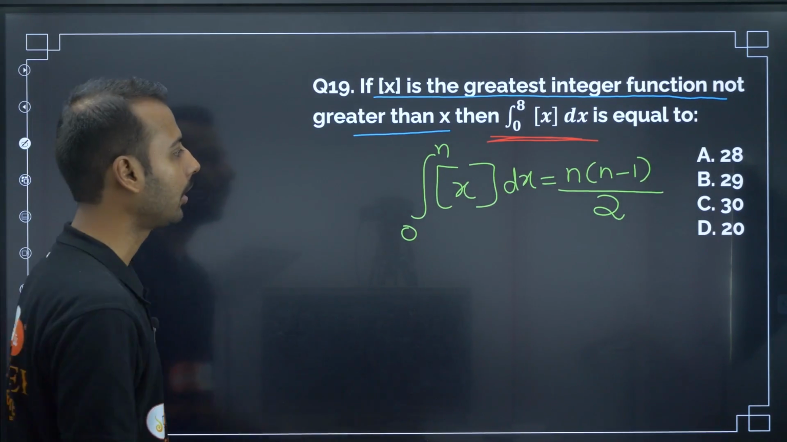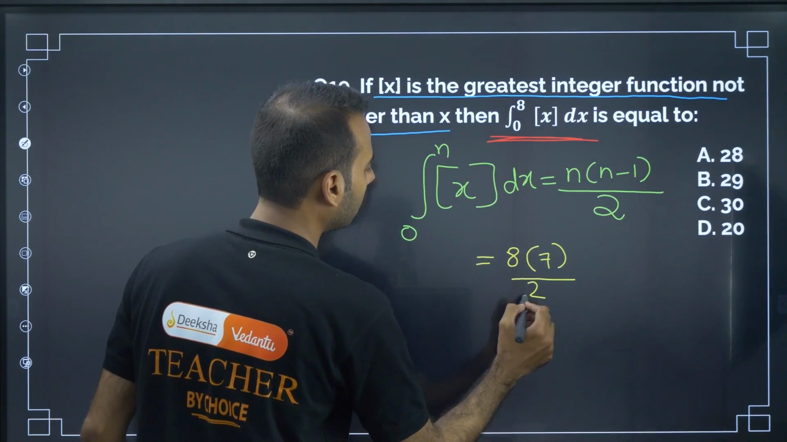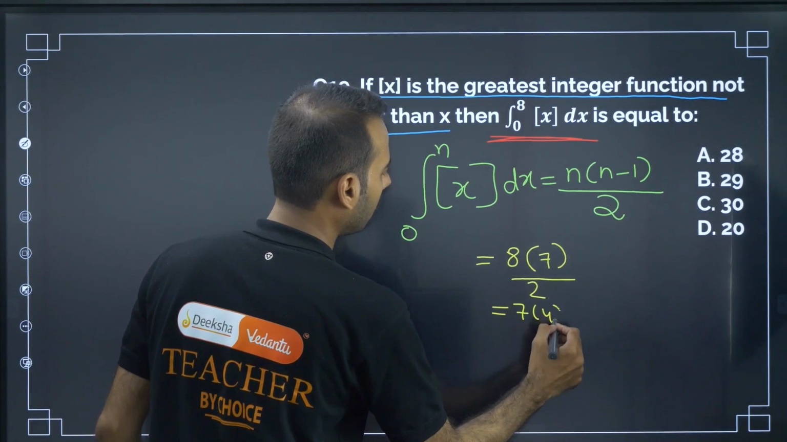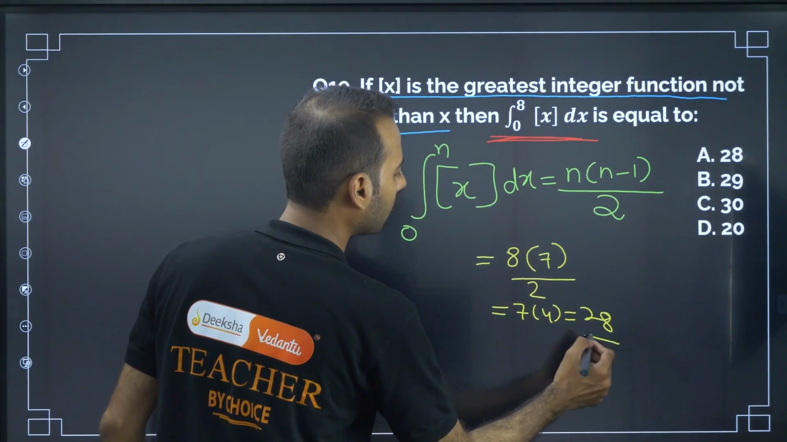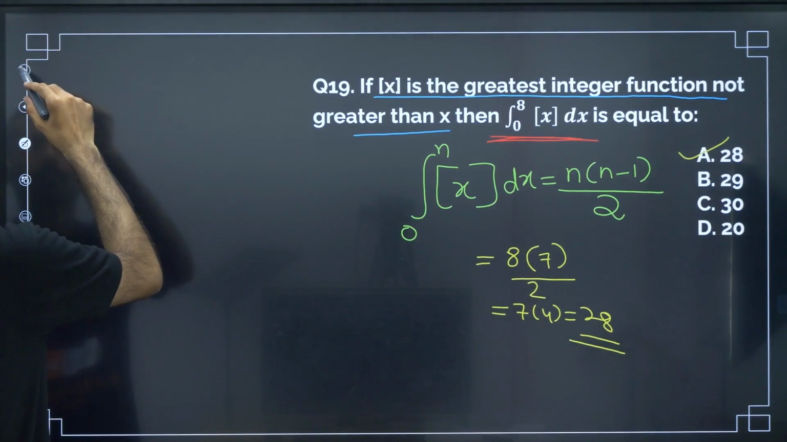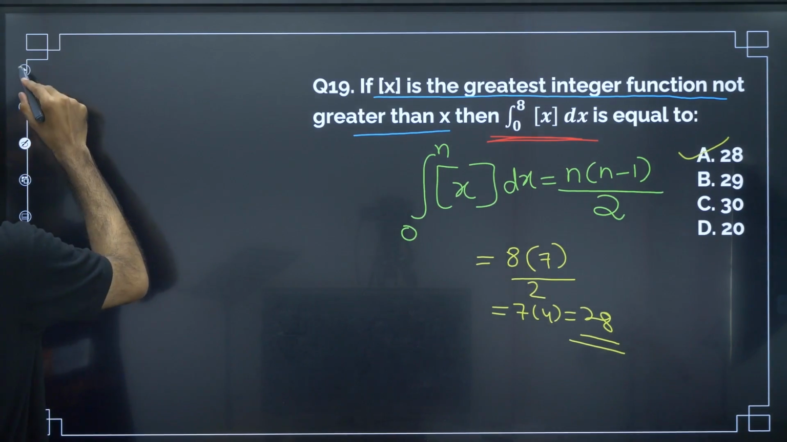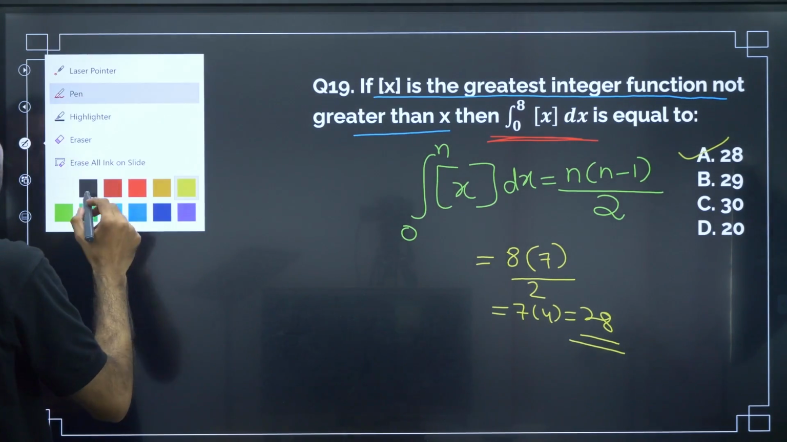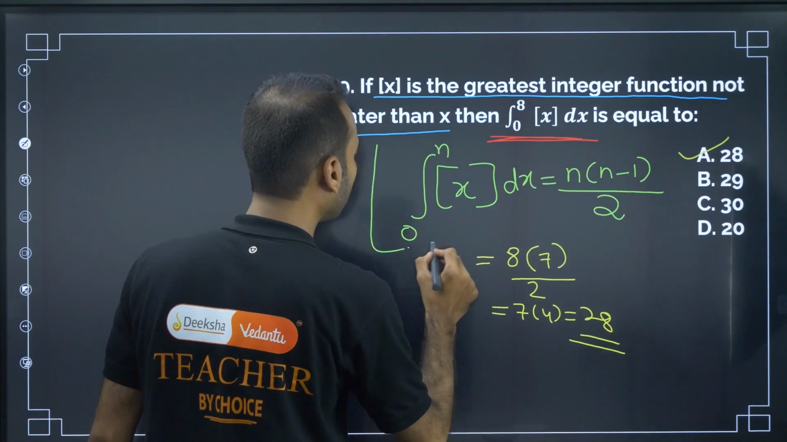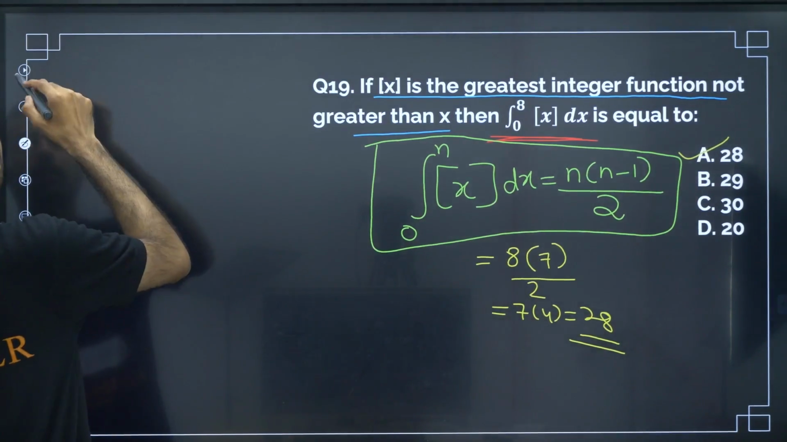So for that, now what are they asking? From 0 to 8, so 8 minus 1 by 2, 7 4s are 28. So is there any such option? 28 is the answer. Or else you can go with the normal method, integration of, but that will take a lot of time. So it is better, I suggest you remember this formula. Very important formula whenever there are G.I.F questions.